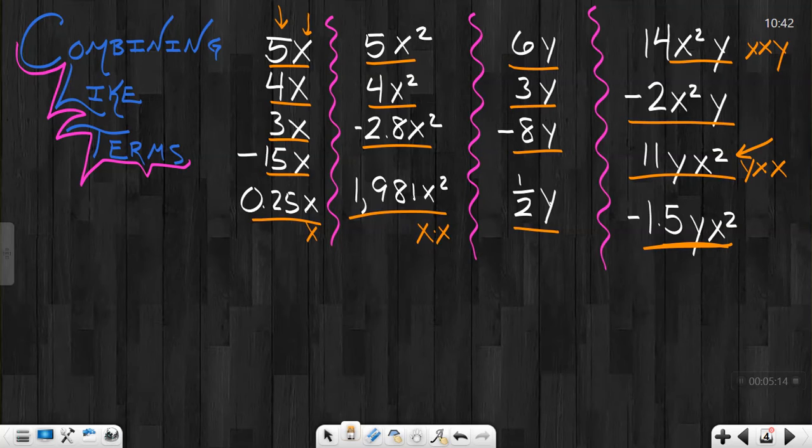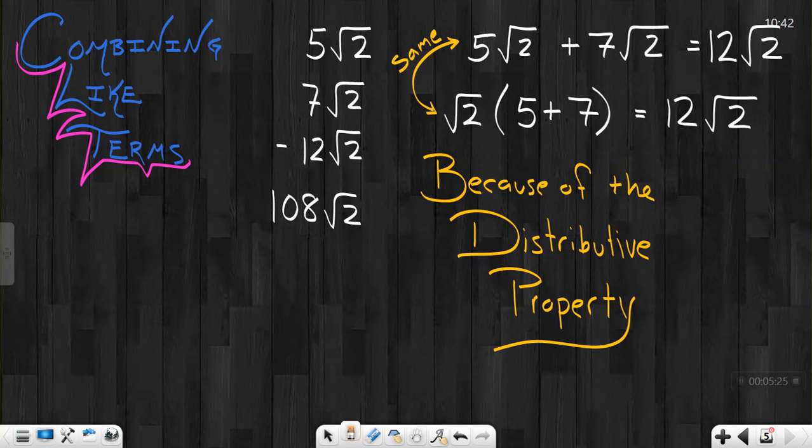However, we do like to write them in alphabetical order just to be consistent. All right, so that's combining like terms with variables. I want to show you where we're actually going to be heading with combining like terms in the future. All right, and that is when we get to square roots.